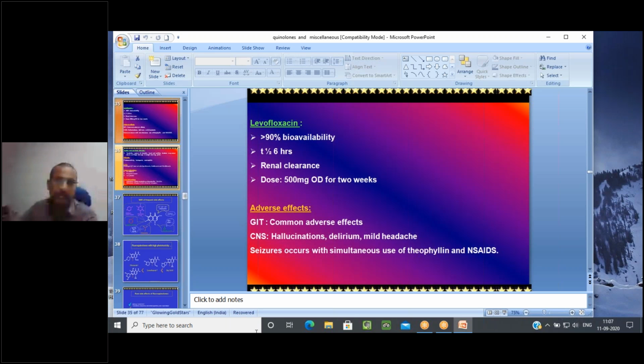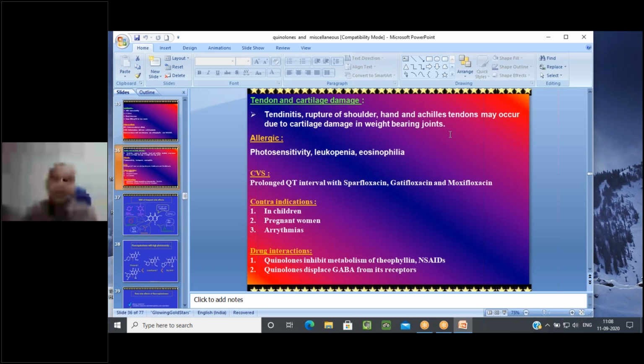Next, CNS side effects. So hallucinations and headache. The general complaint is mild headache, and with hallucinations we will see delirium-like symptoms, and seizures. Seizures occur with simultaneous use of other agents like theophylline and NSAIDs because of drug interaction. Theophylline is a xanthine alkaloid, whereas NSAID is a non-steroidal anti-inflammatory drug. So it is better to avoid using these agents simultaneously.